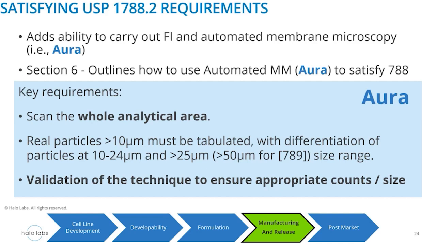In order to satisfy USP 788, well, first we have to make sure that we are scanning the whole analytical area. We also have to make sure that real particles greater than 10 microns are tabulated with differentiation of particles at 10 to 24 microns and 25 plus. Of course, there's another size bin when looking at the 788 or 789 size ranges, that is 15 microns and greater. And we have to be able to validate the technique to ensure appropriate counts and size. And of course, the Aura satisfies all of these key requirements. And now let's discuss how.